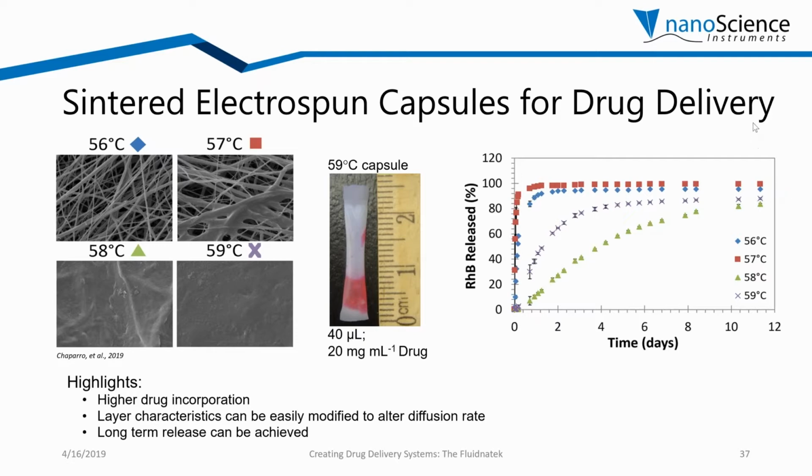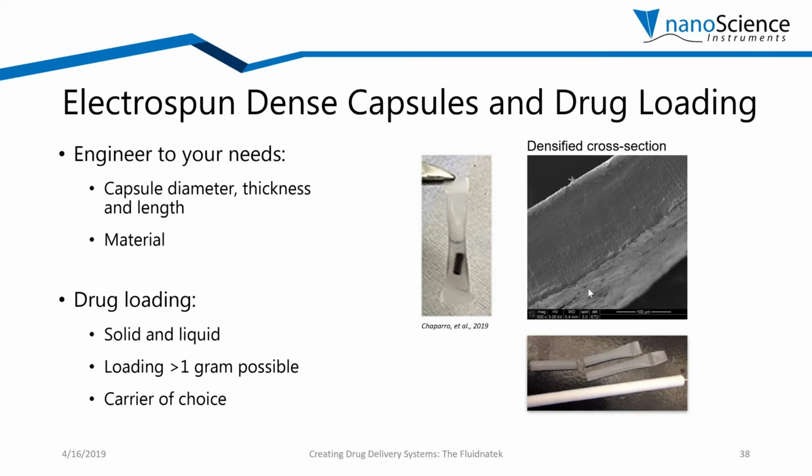And then why use the Fluidnatek? Since we can actually have a more controlled process, that sample uniformity is going to be more controlled also. The previous slide was mainly for using drugs in terms of liquid. Meanwhile, since we have a dense capsule now, we can even use solid drugs.